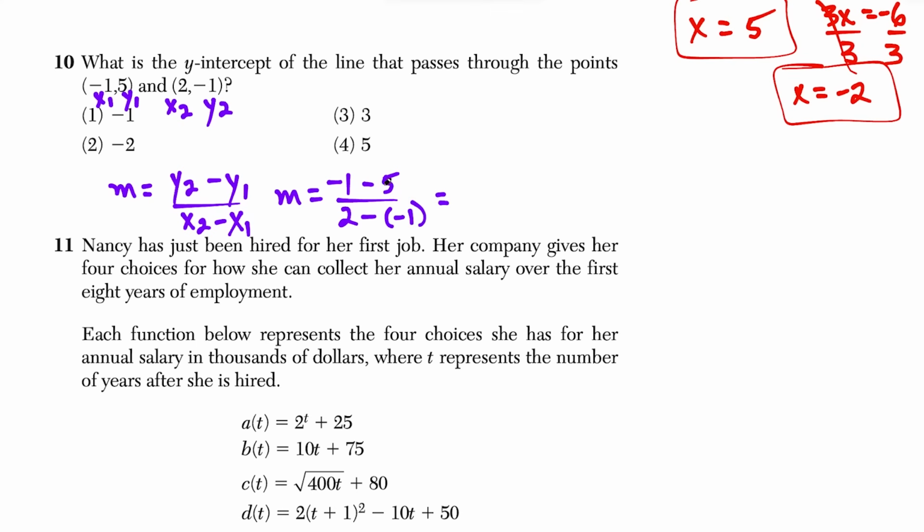So now we just plug in y2 is negative 1 minus y1 is 5, and then we divide by x2 is 2 minus x1 is negative 1. So next we have negative 1 minus 5 is negative 6, divided by 2 minus negative 1 is 3, and negative 6 divided by 3 is negative 2. So then the next formula I want to use is y equals mx plus b.